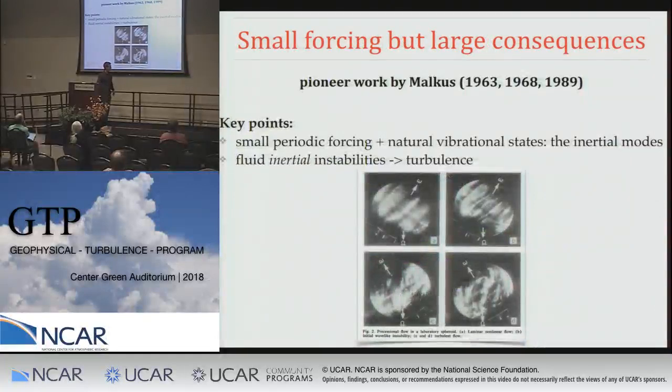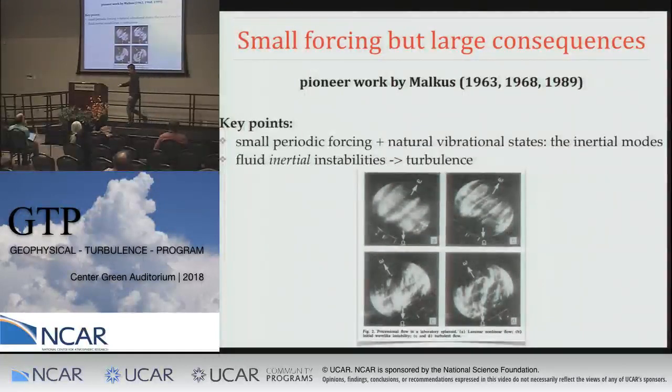All the work we have been doing was initially motivated by the work of Malkus in the 60s. He was the first to suggest those mechanisms as a way to drive a dynamo in planetary cores. But at that time, the work of Malkus was completely rejected because people were saying, well, the forcing is small, so the flow is small, so it cannot sustain a dynamo.